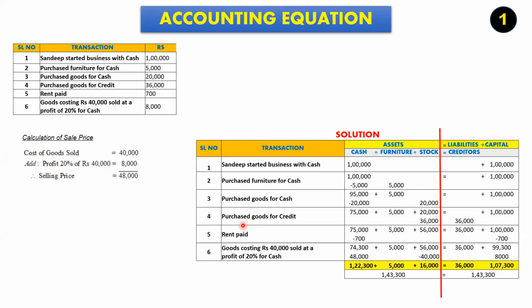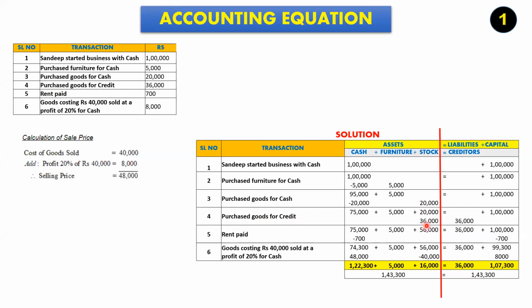And purchased goods for credit. That means we are getting the product and we are going to pay the money later. That is called credit. Purchasing the product now and paying the amount later. That is called buy now, pay later. Excellent. So how much is that? Purchase goods for credit, see the problem? It is 36,000. That means in stock how much is added?